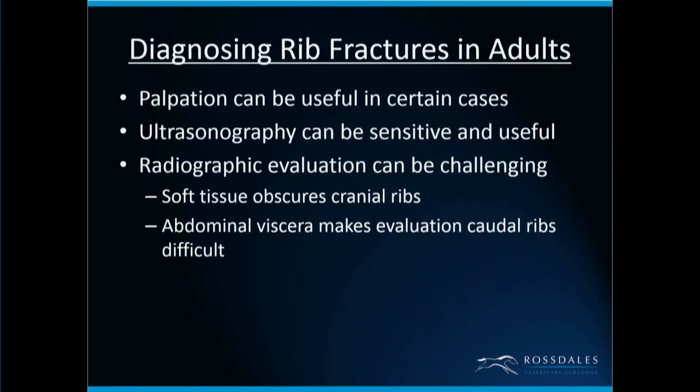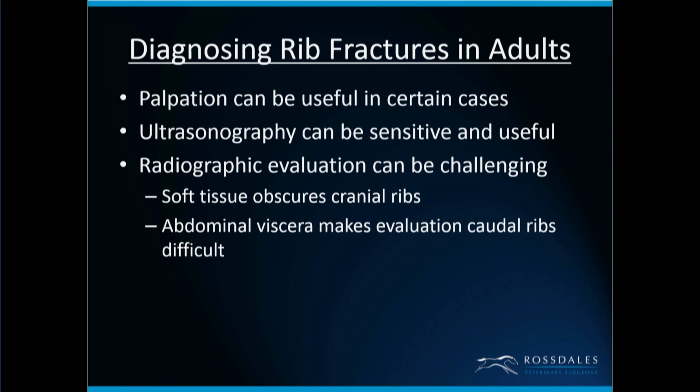So again, diagnosing rib fractures in adults, palpation can be useful in certain cases. Cases that have presented for trauma can be quite sensitive. For some of the horses that present for ridden issues, sometimes palpation can identify an area of pain in the ribs. Usually ultrasound is really, really good. It's very, very sensitive and useful. And radiographic evaluation can be challenging. Soft tissue can obscure the cranial ribs, and abdominal viscera makes evaluation of the caudal ribs quite difficult, but depending on where the fractures are, sometimes radiography can be really useful.